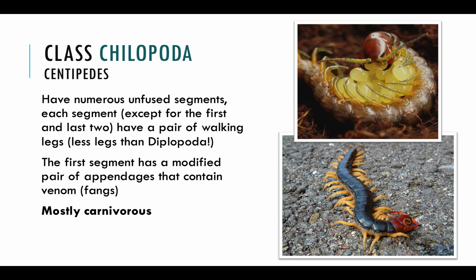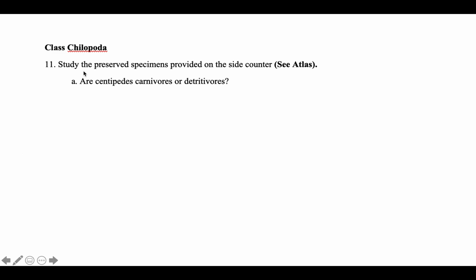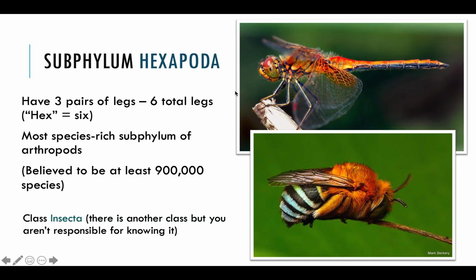The next class, Chilopoda, these organisms have numerous unfused segments. So they do not have fused segments except for the first and last 2. So up here and then the back, they have fused segments, but that's it. And they have a lot less legs than Diplopoda. So the first segment has a modified pair of appendages that contain venom, which are fangs, and these organisms are mostly carnivorous. So centipedes, the Chilopoda, are these carnivores or detritivores? Well, I just said these are carnivores, okay?